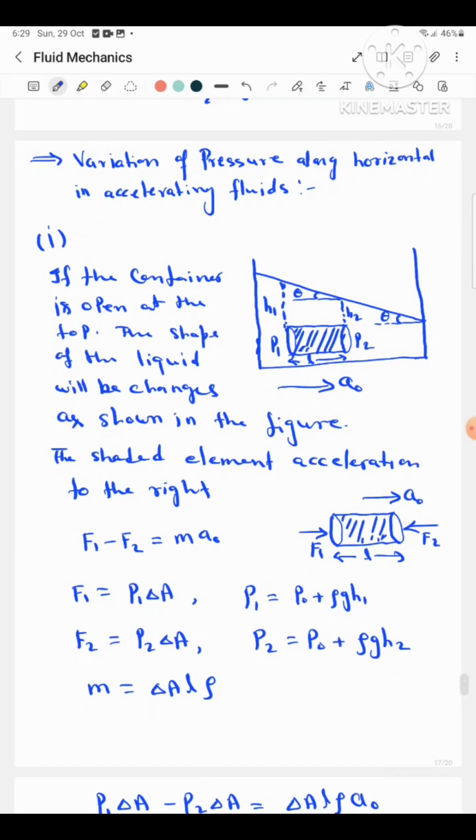Now we will consider the variation of pressure along the horizontal in accelerating fluids. Suppose there is a container filled with liquid that is moving to the right side with a constant acceleration a naught. The shape of the liquid will become like this.